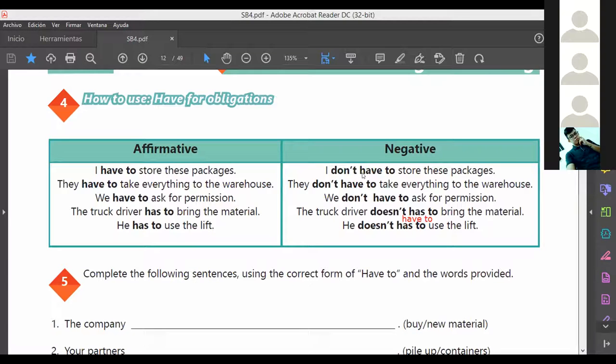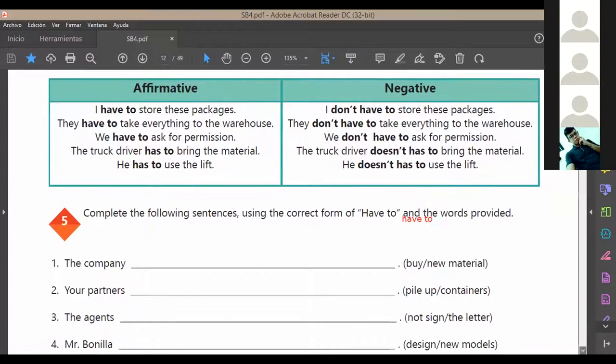Okay, teacher, the number 5. Yes, here. Complete the following sentences using the correct form of have to and the word provided. What are the words on number 1? Buy and new material, right?